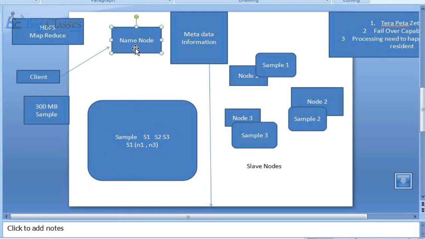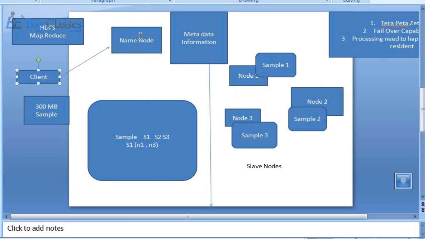Why is it treated as a single point of failure? Because if the name node is down, the client, or the end user, which is always a different entity, will not be able to access any of these blocks or any of these files. Why? Because the entire metadata, the core information about these things, is maintained only at the name node.